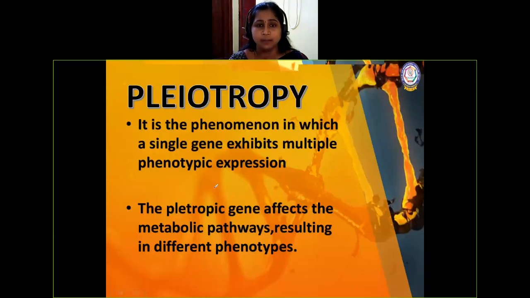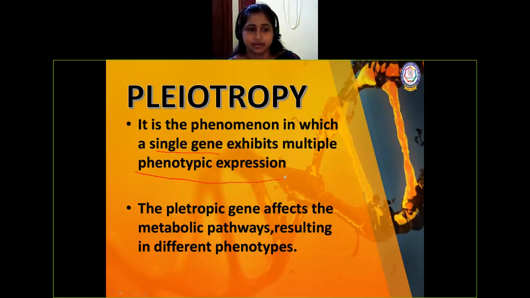Here if you take pleiotropy, multiple effect of a single gene. It is a phenomenon in which a single gene, one gene alone, the gene may be TT or the gene WW or anything, one particular gene alone will cause many effects in traits, many characters, color, shape, size, etc. It exhibits multiple phenotypic expression. The pleiotropic genes affect the metabolic pathway, resulting in different phenotypes. So we'll see an example.